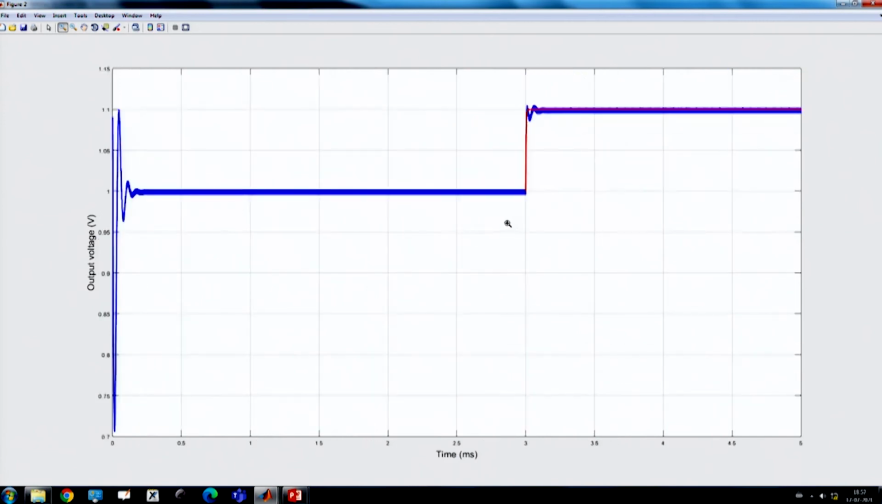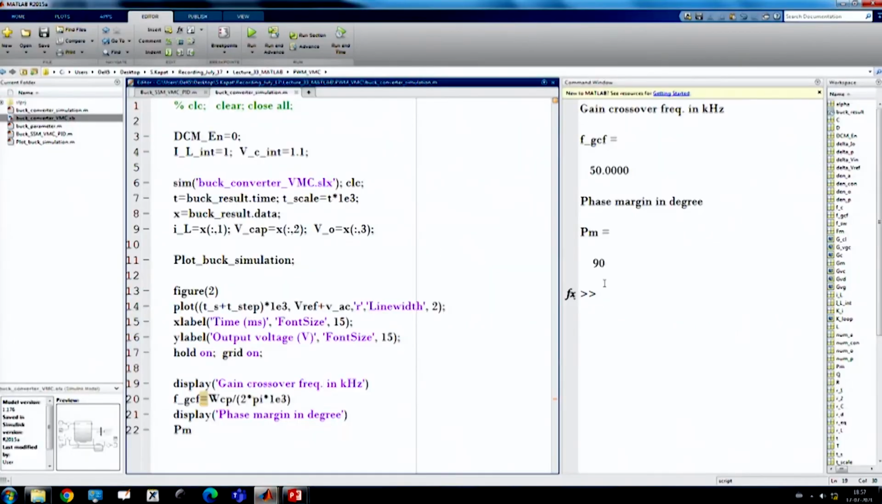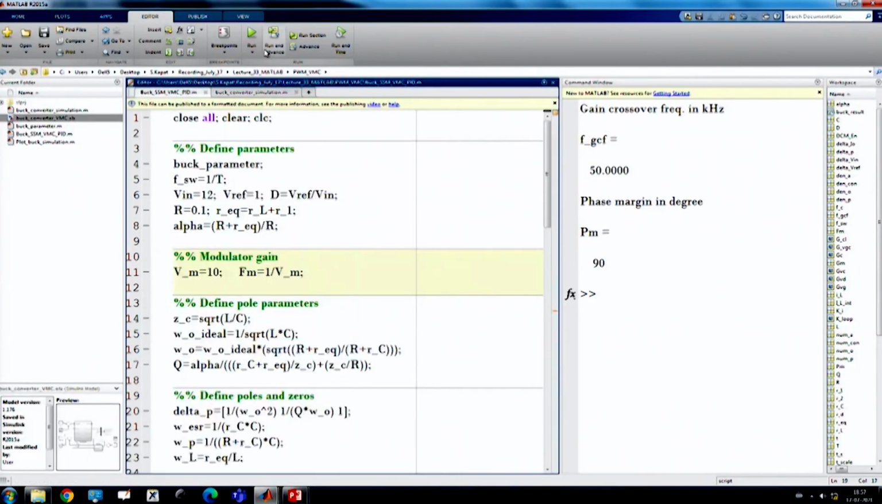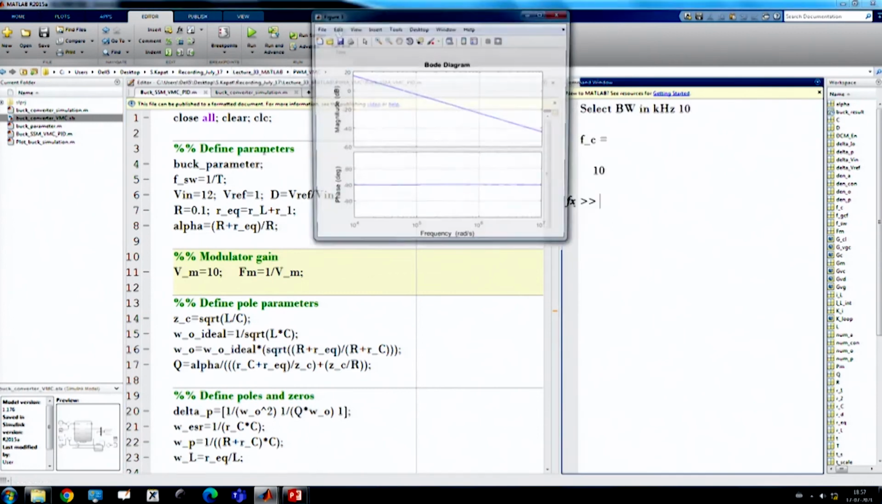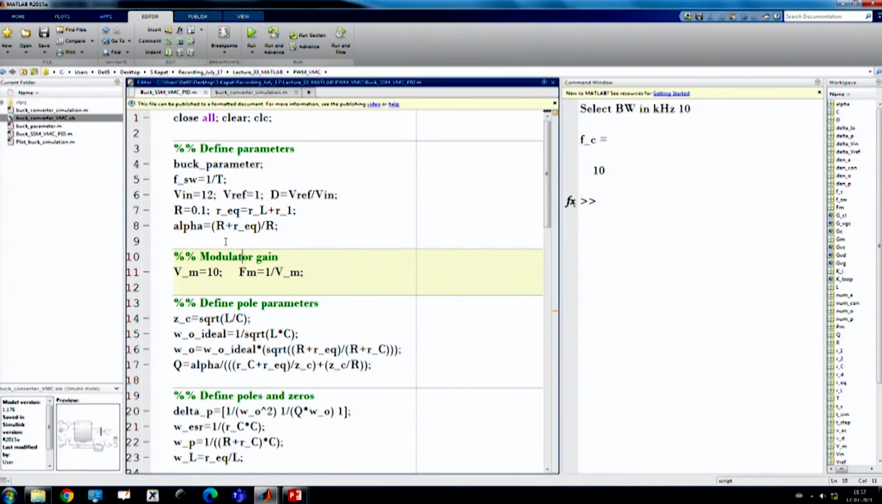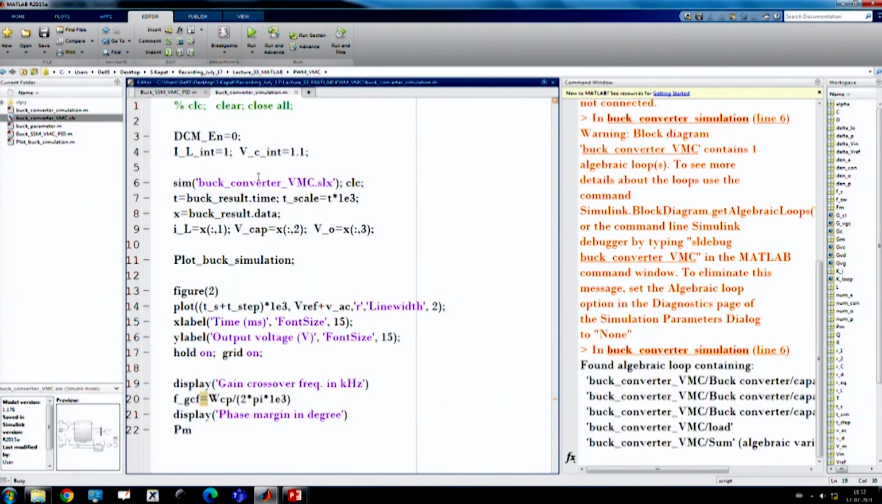That means if the model does not match, whatever we predict from the small signal model will simply not work, because your actual switch model is deviating. What is the reason? If we reduce the bandwidth and run again, let us say to 10 kilohertz, earlier it was 50 kilohertz, now we reduced to 10 kilohertz, whereas 500 kilohertz is our switching frequency.